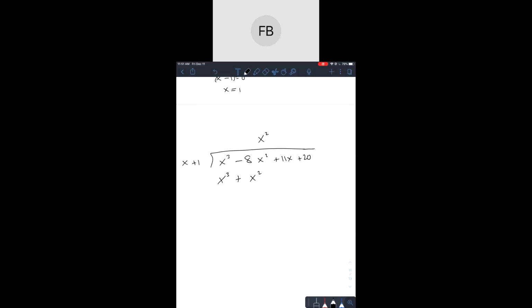Then what we have to do here is subtract all this, so I'll put it on the outside. We're subtracting all this, and this cancels with this. That's good, that's what we're aiming for. Then this is also going to be subtracted, so negative 8x squared minus x squared is just negative 9x squared.